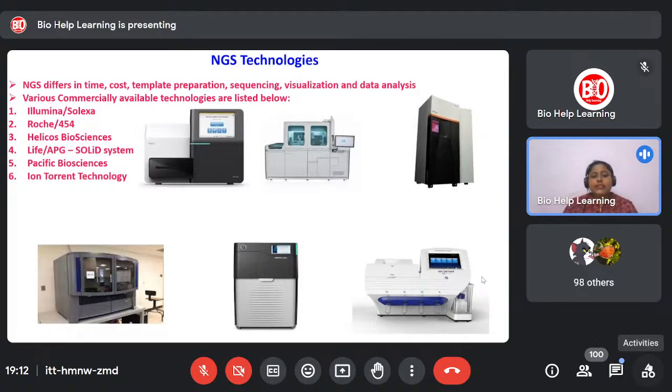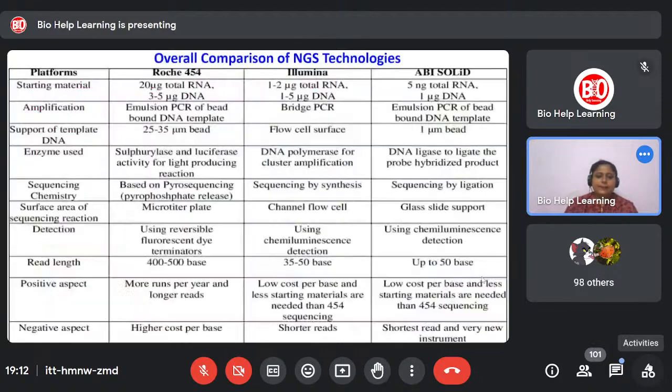The pictures of these top six technologies are listed here. You can visit any research center or industry and check whether this kind of machinery is available. You can just visit over there and come to know how these systems work in the field of NGS.